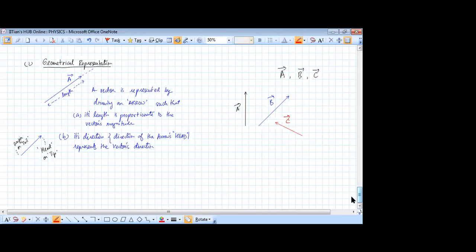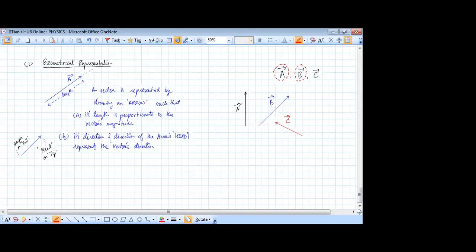So as you correctly pointed out, the arrow used in this symbol does not play any role in defining magnitude or direction. That is just showing you that the symbol A is a vector symbol. But the arrow that I have drawn to represent the vector, that one shows both the magnitude and direction.